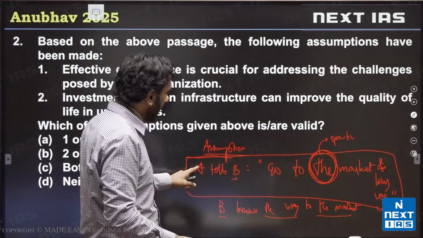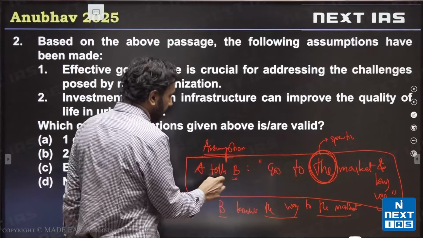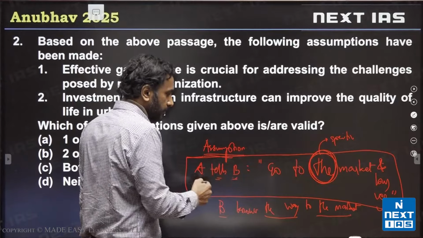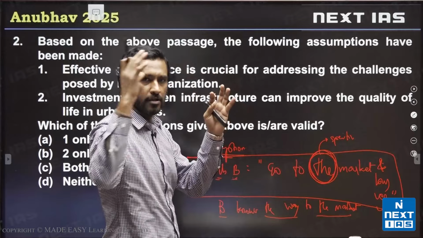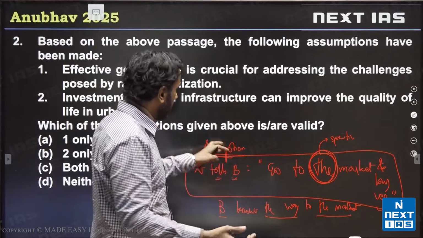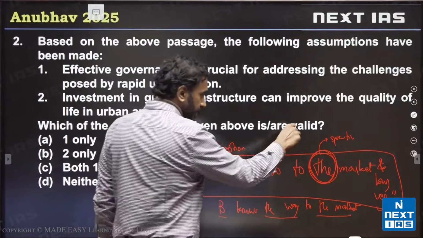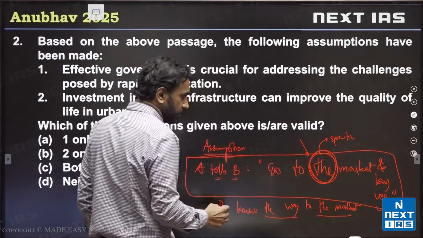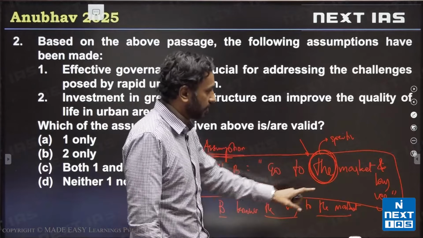If I say A is the boss of B, that would be invalid. I can't say that based on "tells". So inferences are us making a fresh conclusion from some facts. Assumptions are us trying to find the logic underlying this passage. This passage has some logic. A tells B go to the market and buy vegetables.